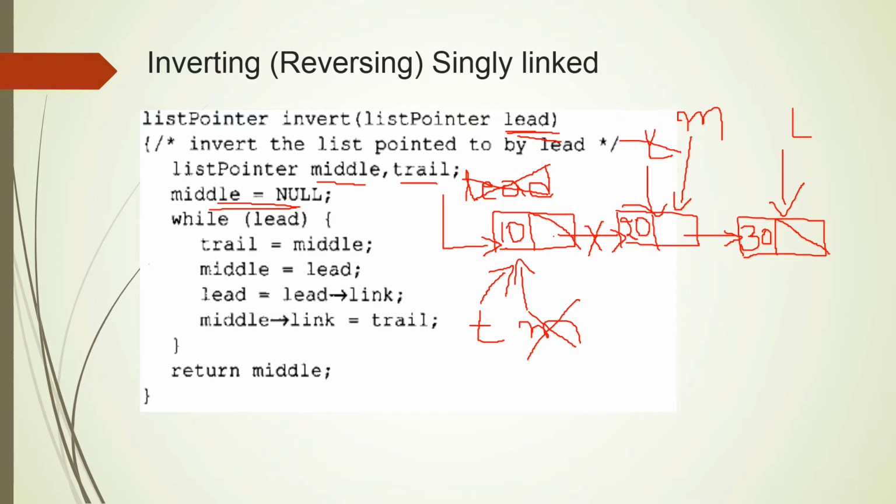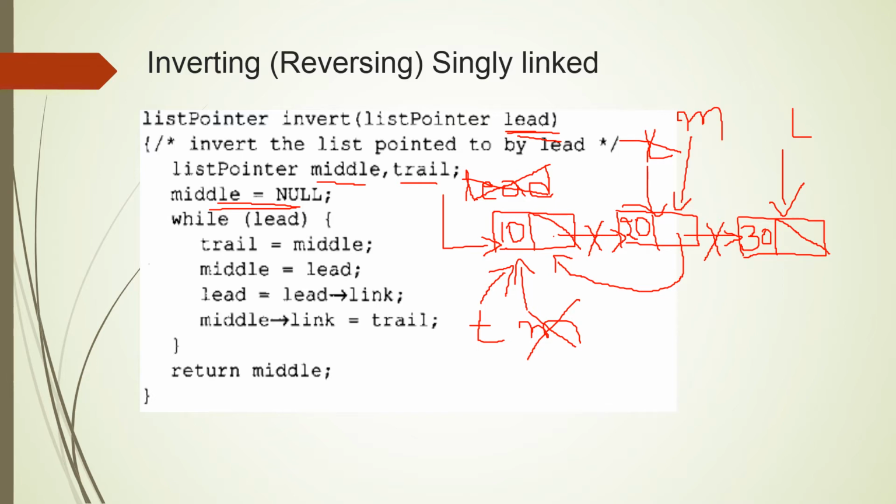Then middle of link is equal to trial, middle of link means this one. To this field we are storing the address of trial, means this one. So therefore this link field is pointing to the previous node, this link is removed. Now this link is removed. Since it is a while loop, again it goes back to here, while of lead is evaluated as true.